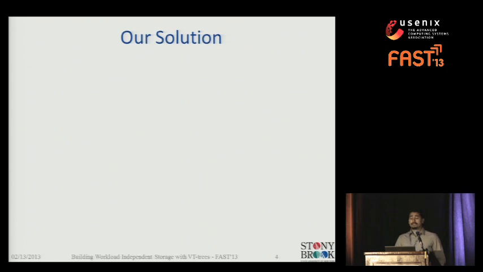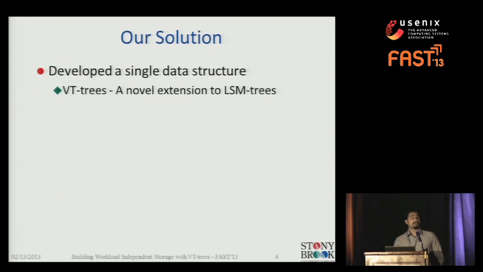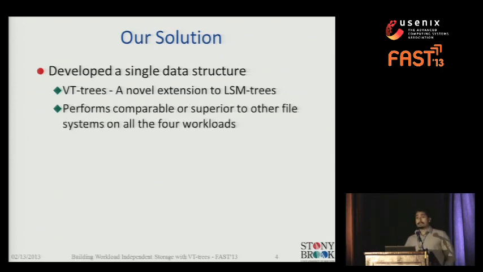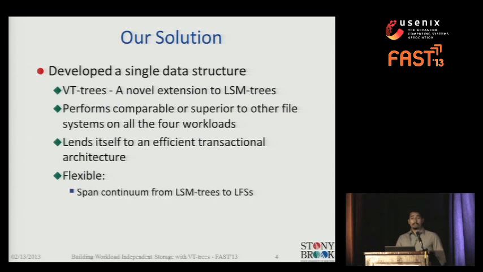What we did as part of our paper is build a single data structure. We call it VTTree. It's a novel extension to the LSM-tree. It performs comparably or superiorly on all the 4 workloads we discussed, and it lends itself to an efficient transactional architecture. It is also flexible in such a way that you can configure VTTree to span the continuum from LSM-tree to LFS. You can dynamically configure VTTree to behave for some workload like an LSM-tree, or like LFS, or anywhere in between the continuum.